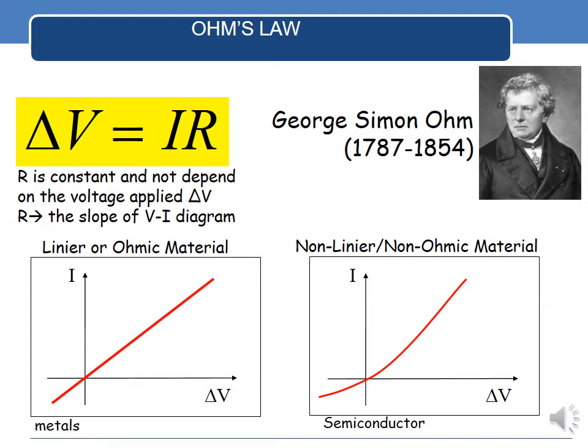Other materials like semiconductors, like ceramic, have a different behavior. Instead of a straight line, you will find something more exponential like this. We call this a non-linear material. We also call this a non-ohmic material.